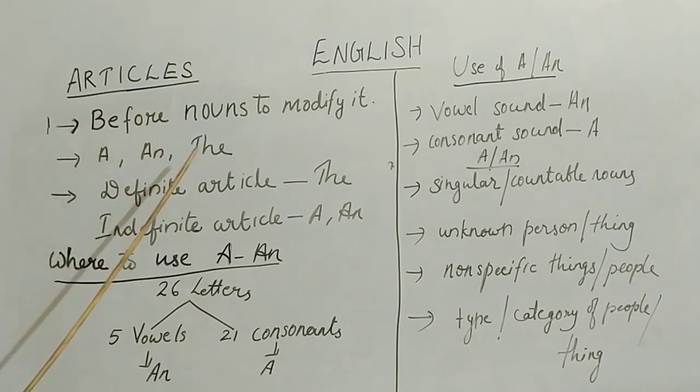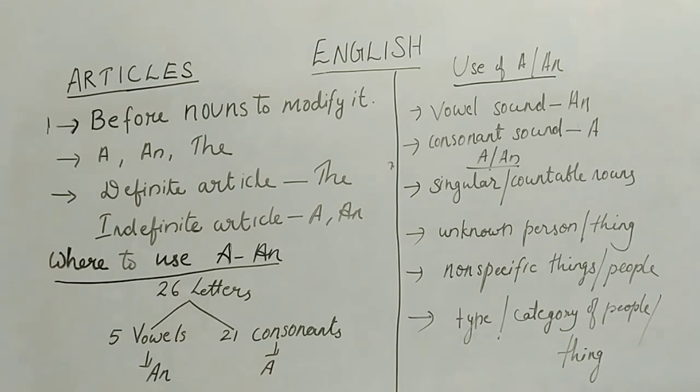These three articles we can classify into two categories. They are definite article and indefinite article. Definite article is the. Indefinite articles are a and an. In this session we are going to learn how we have to use the indefinite articles a and an.